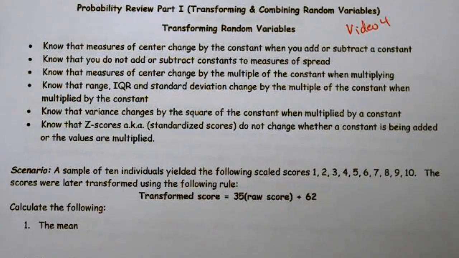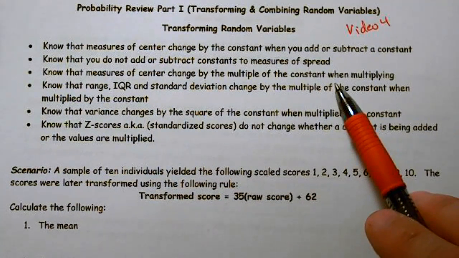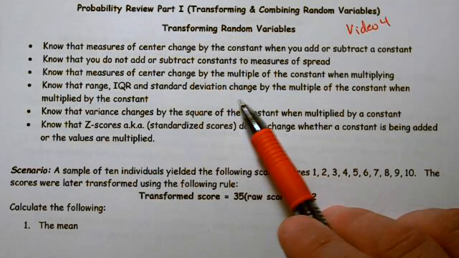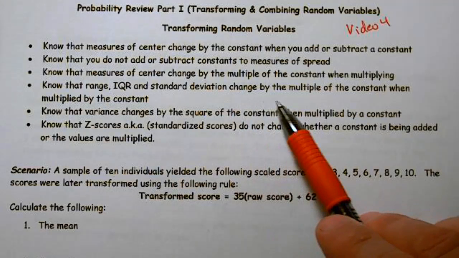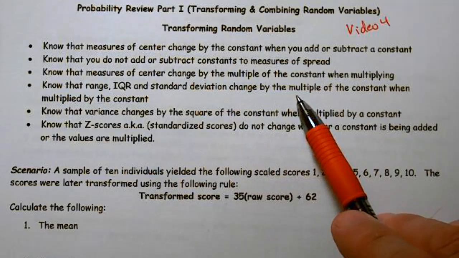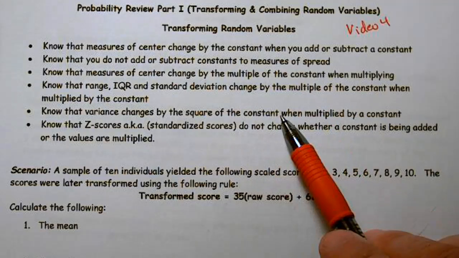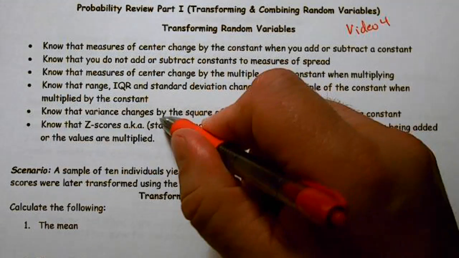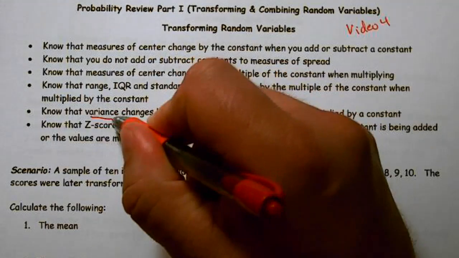Know that measures of center change by the multiple when you multiply. Know that range, IQR, and standard deviation change by the multiple. So multiplying changes center and spread, except for variance. And variance changes by the square when multiplied. So this is for variance, right?